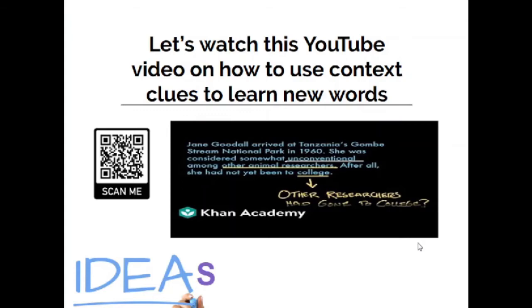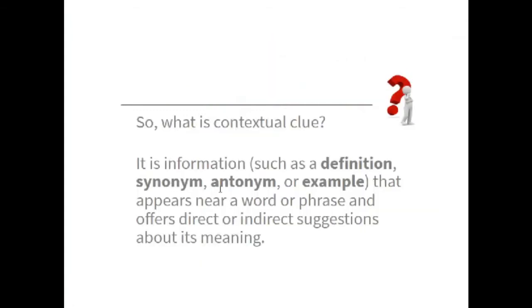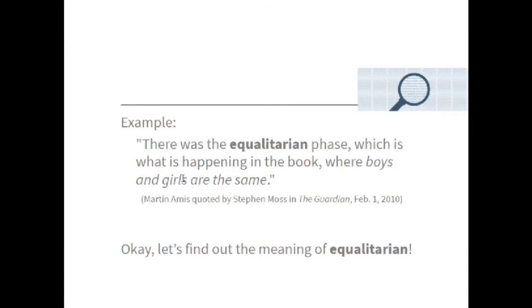So what is contextual clues? By definition, it is information such as definition, synonym, antonym, or example that appears near a word or phrase and offers direct or indirect suggestions about its meaning. For an example, have a look at this sentence. There was the egalitarian phase, which is what is happening in the book where boys and girls are the same. Okay, so let's find out the meaning of egalitarian. So this is a new word, yeah?